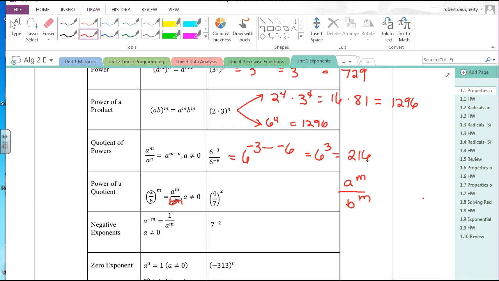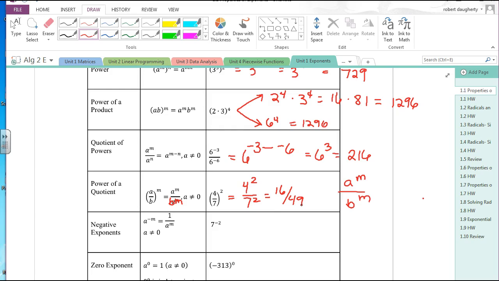Now here's your first mistake of the semester in your book. A over b to the m power. What's being raised to the power m? A over b. So a over b to the m is a to the m over b to the m. Okay, so it should look like this. A to the m over b to the m. Okay, so if I see something like this, 4/7 squared, that's equal to what? 4 squared over 7 squared, which is 16 over 49. Okay, pretty cool with that.